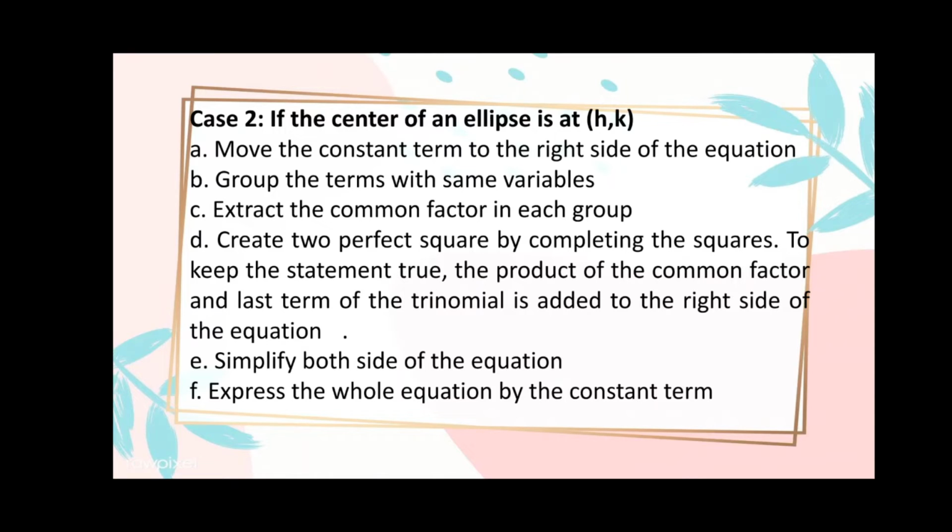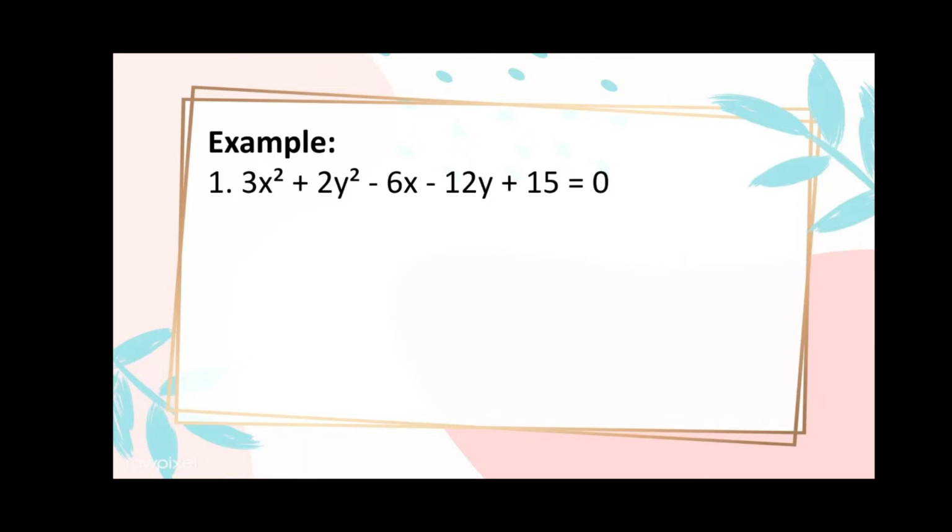the equation. Fifth is we need to simplify both sides of the equation, and lastly is to express the whole equation by the constant term. So let's have an example. For number 1, we have 3x squared plus 2y squared minus 6x minus 12y plus 15 is equal to 0. So first, we move the constant term. So from positive 15, we have negative 15 now.